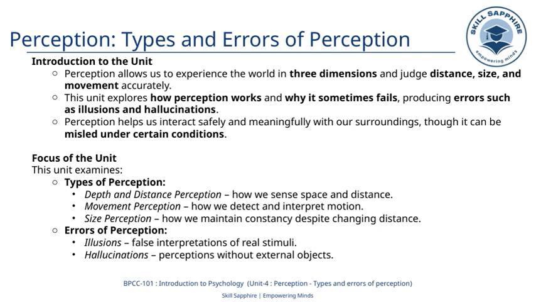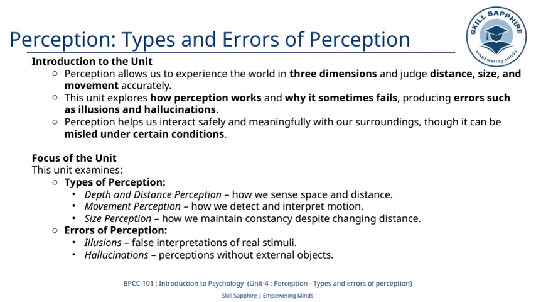Now, focusing on what we'll cover first, we'll examine the different types of perception. For example, depth and distance perception, which tell us how we sense space and judge how far objects are. Then, movement perception, which allows us to detect and interpret motion around us. And finally, size perception, which helps us maintain constancy in size even when an object's distance changes.